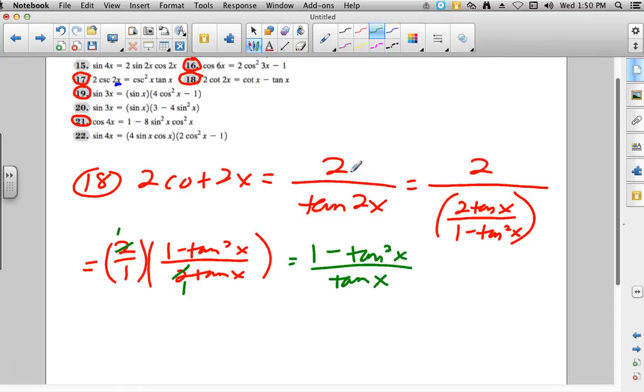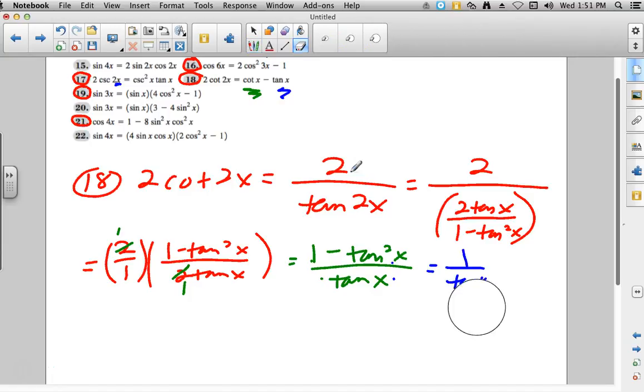Now, do your educated cheat. Look ahead. What we need to get is the cotangent of x. Well, I already have that. That's 1 over the tangent of x. And then we need to get minus tangent of x. Well, I already have that too, because tangent squared x divided by tan x is going to be exactly that. So that's exactly what I have to do. I have to separate this.